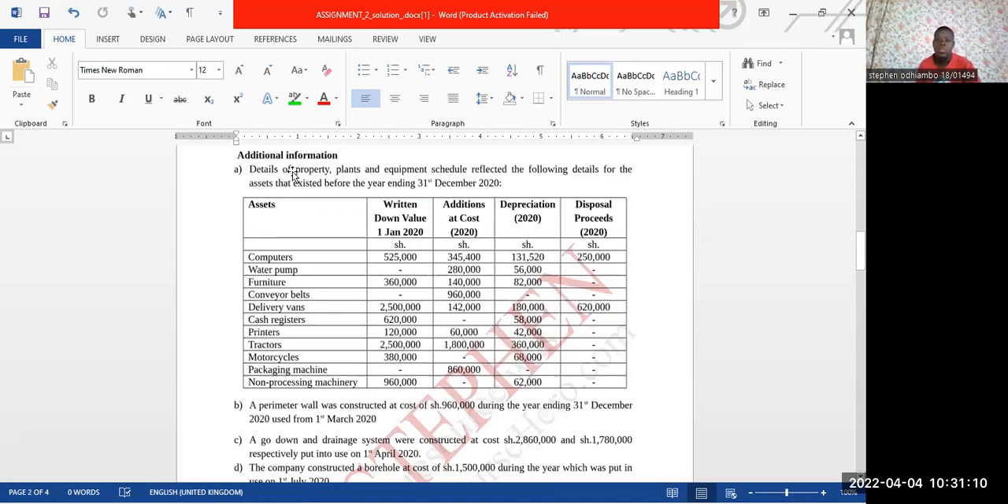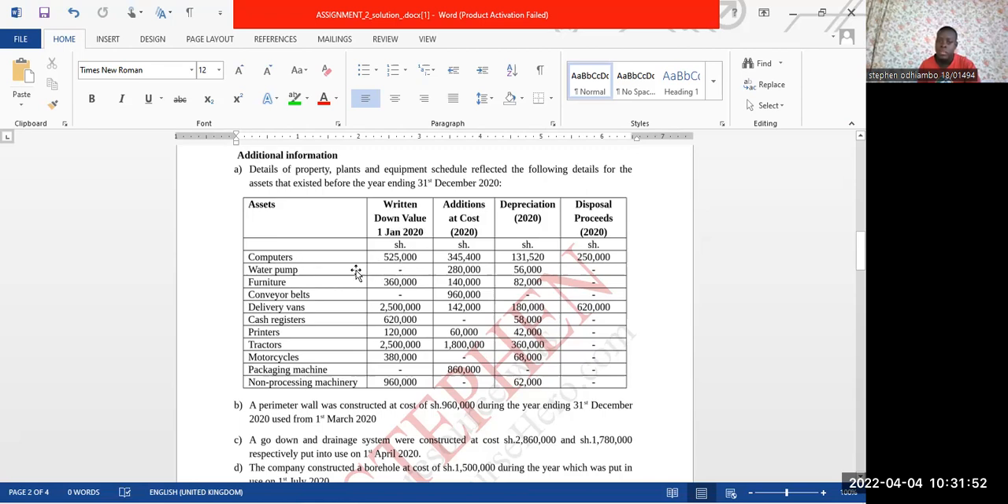We have additional information about the details of property, plant, and equipment schedules, reflecting the following details for the assets that existed before the year ending 31st December 2020. We have the asset written down value, additions at cost, depreciation, then disposal proceeds. Remember, we are in 2020. So computers, we have that. Water pump, we have that. Here is the written down value.